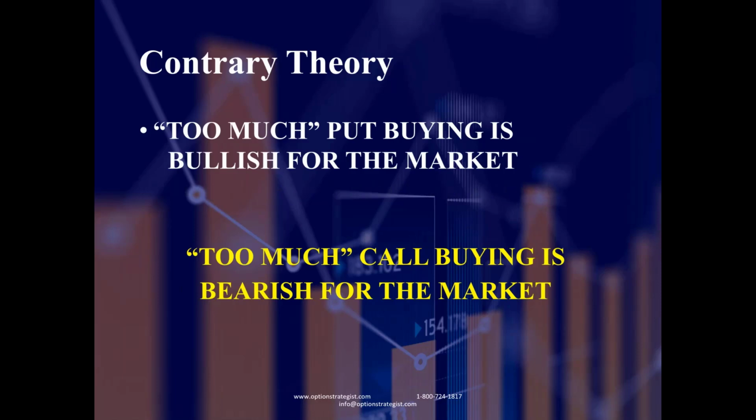But essentially what Marty discovered was that if a lot of people are buying puts and it gets to be an extreme, then you've got to think the market's going to head higher. So you would do something bullish. On the other hand, if everybody's buying calls, everybody's all bullish, then you probably need to be doing something bearish. So figuring out what too much means is, of course, the crux of the matter.